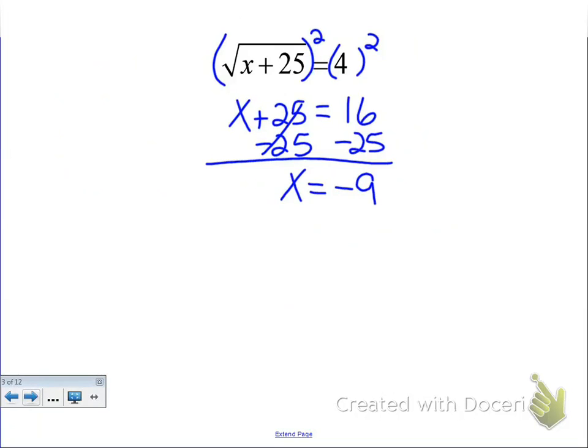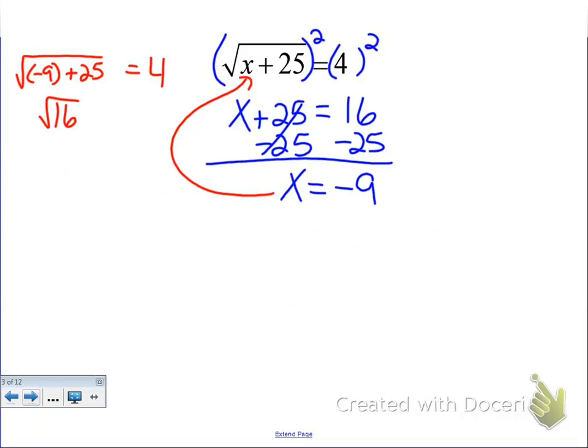You think you're done, but are you done? No, we're not done yet, because now we have to, that's right, go back and check it. So we plug negative 9 back into the original equation. So we have the square root of negative 9 plus 25, and then equals 4. Negative 9 plus 25 is 16. So we have the square root of 16. And the square root of 16 is, yes, that's right, 4. And you ask yourself, does 4 equal 4? And you answer yourself saying, yes, 4 does equal 4. So that means that x equals negative 9.